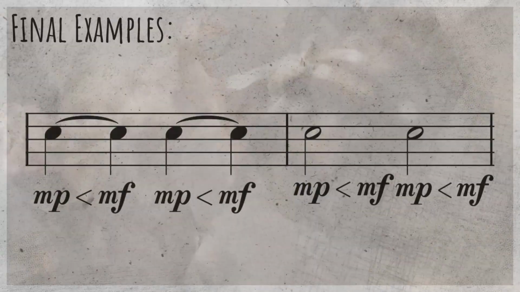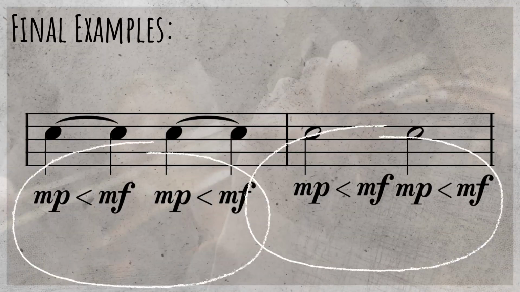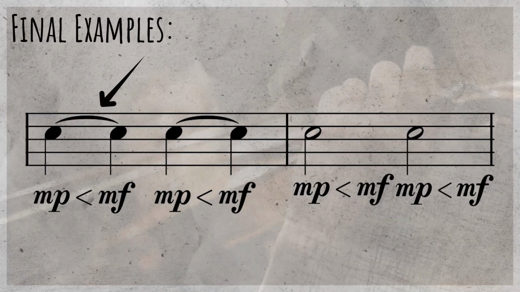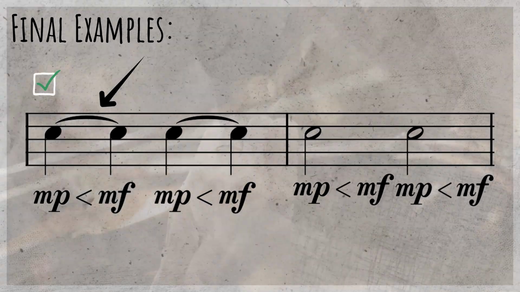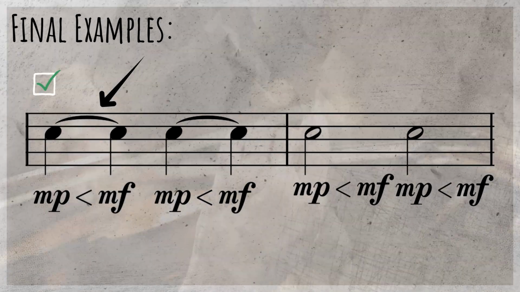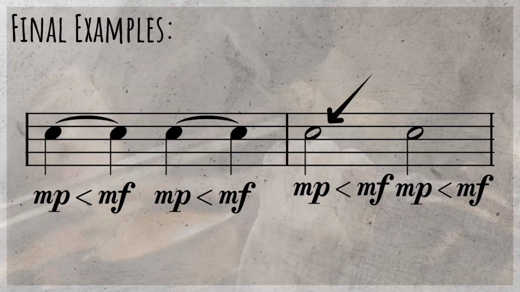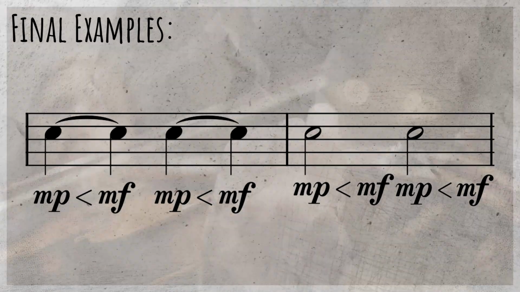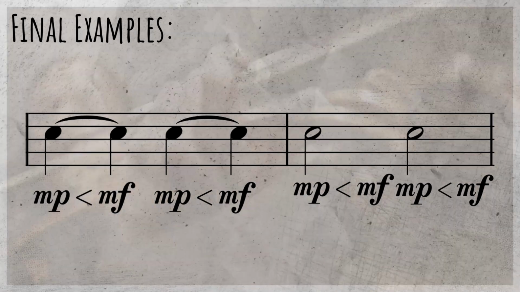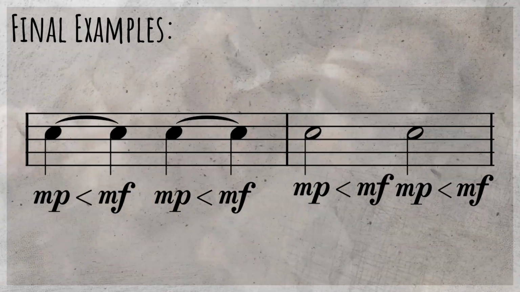Let's compare 2 examples. In both, we have dynamic markings. In the measure with ties, the performer knows exactly when to play soft and when to play loud, with a clear sense of how quickly the volume should change. In the measure with half notes, it's much less clear how the dynamics should be executed. An experienced performer might infer this, but the use of ties here is much better for dynamic clarity.